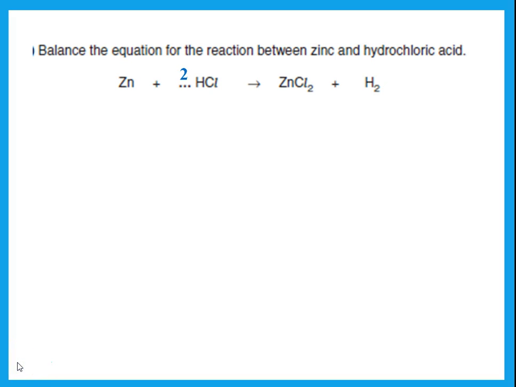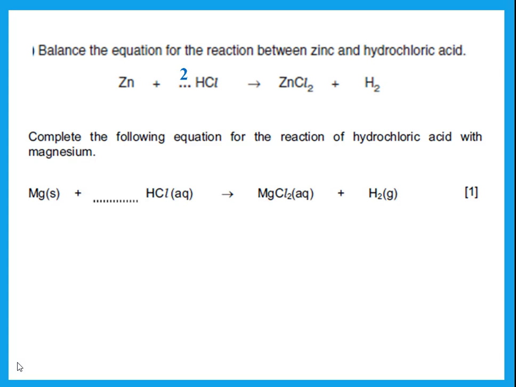And now this means that I have, before the arrow, 2 hydrogens. After the arrow, I have 2 hydrogens. Before the hydrogens, how many chlorines? Now that I put the 2, that means I now have 2 chlorines before the arrow. I also have 2 chlorines after the arrow. So in this case, the equation is now balanced. Do we understand how we balance this?